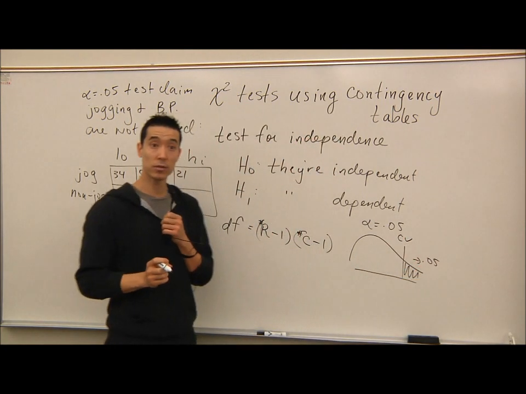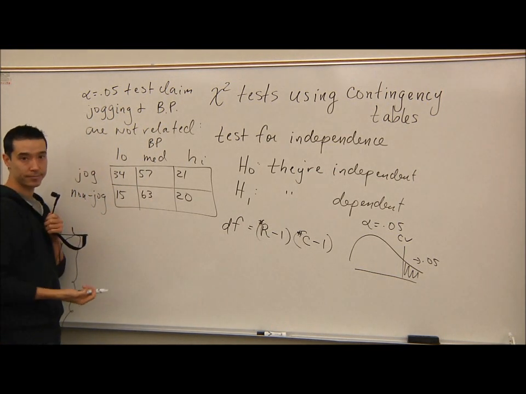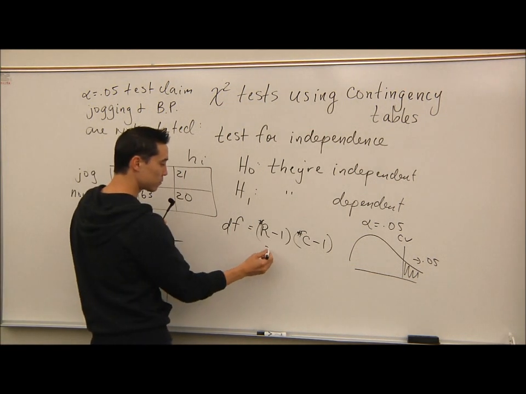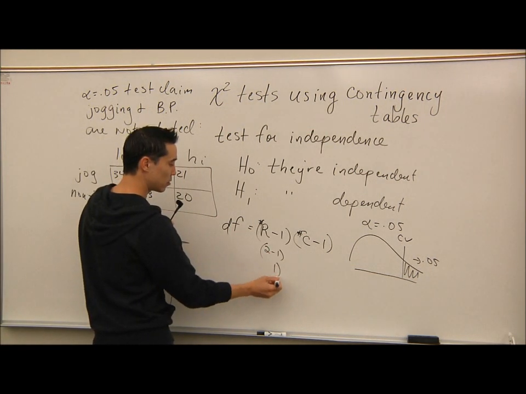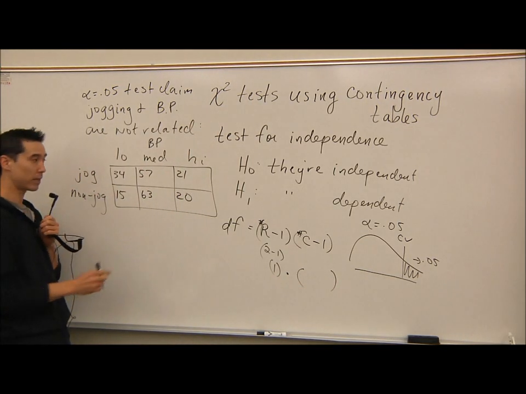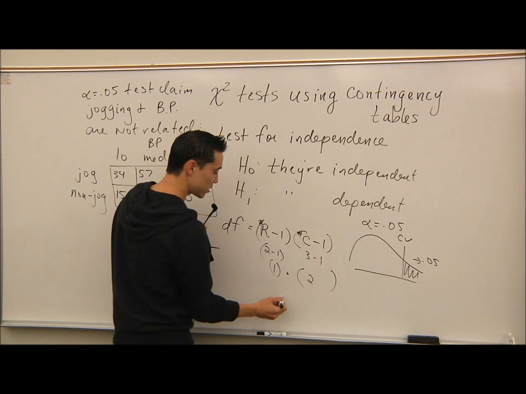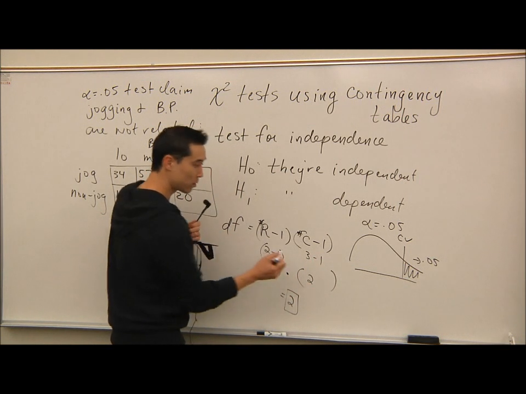And then I need to use my degrees of freedom now. So how many rows do I have here? 2 rows. So 2 minus 1, which is 1, times, and how many columns do I have? 3, right? And 3 minus 1, which is 2. So 1 times 2 is 2. So my degrees of freedom is 2.